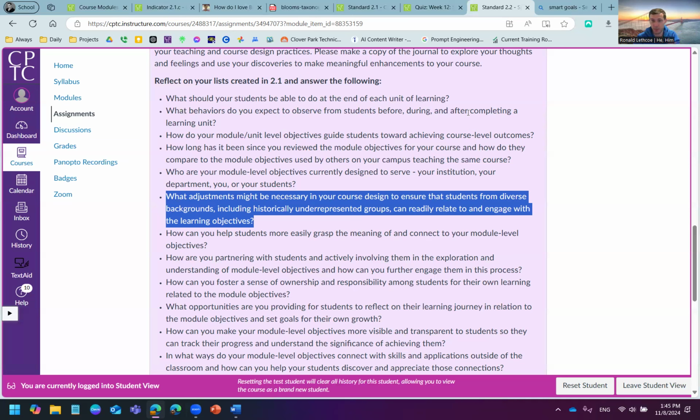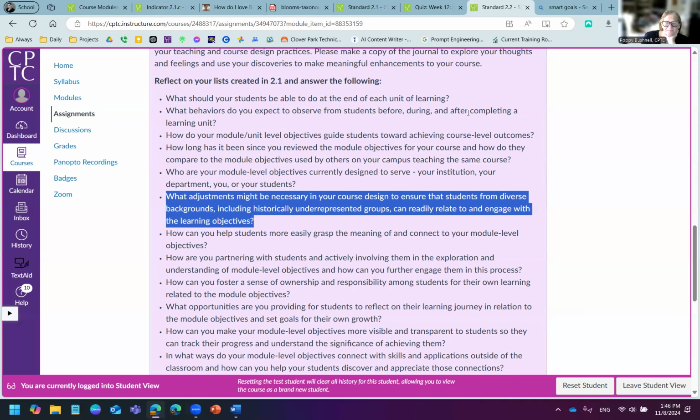But I'm curious for the people in the group, if you consider that, how you consider that, and if you've made any changes, whether in the past you looked at an objective and you said, this objective doesn't seem accessible to everyone.